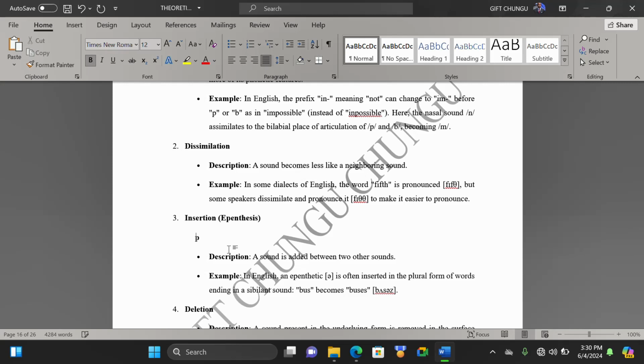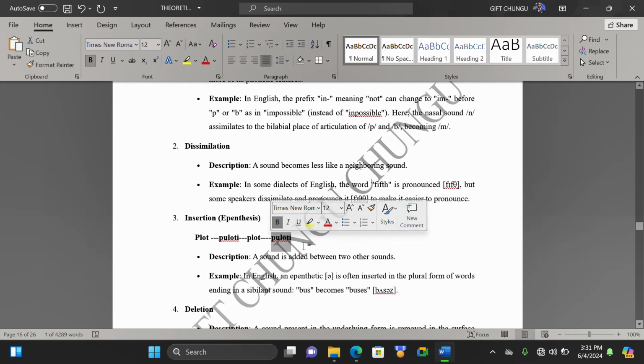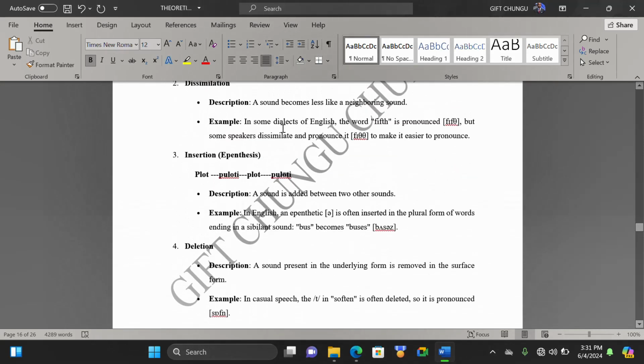For example, we have in English the word plot, and then in Bemba we have the word puloti. Are you getting? So there is insertion of this letter, which is the e. Because in our local languages, we don't have a consonant and a consonant following each other. And we don't have a word in Bemba that ends with a consonant. So what we are going to do is put p, u, and then like that, puloti, to mean that we have inserted, or added, a sound between two other sounds, or at the end of that word. So that is what we are looking at to be insertion. It is also called epenthesis.